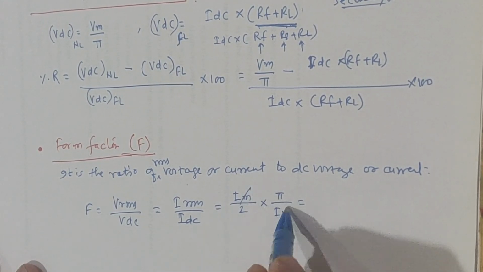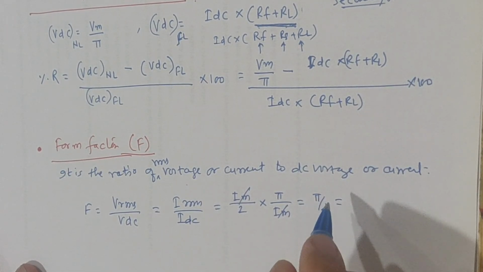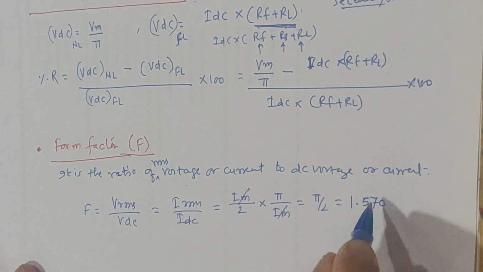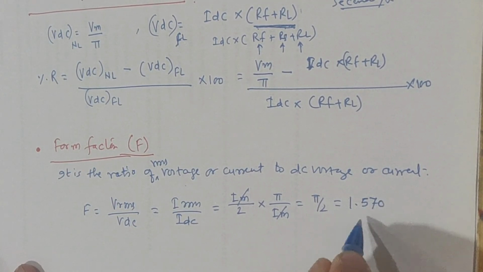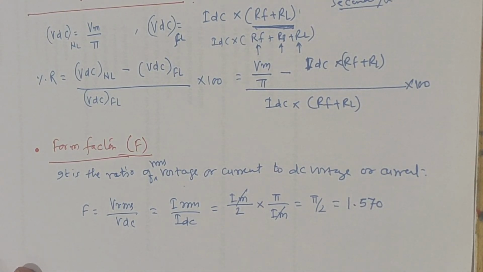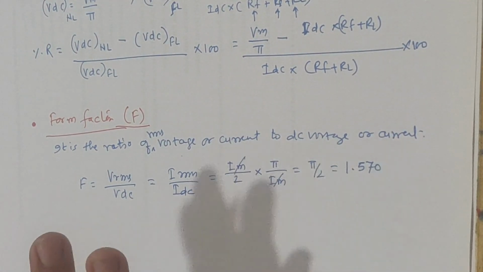Okay, so the pi cancels, and it is pi by 2. So it is 3.14, the half of that, 1.57. Now, one interesting thing I want to tell you: we can relate it with the ripple factor that we have seen.